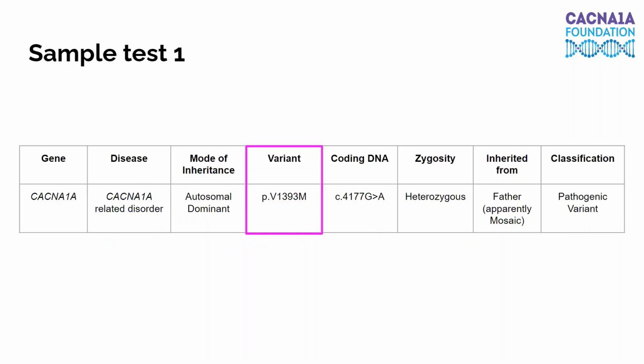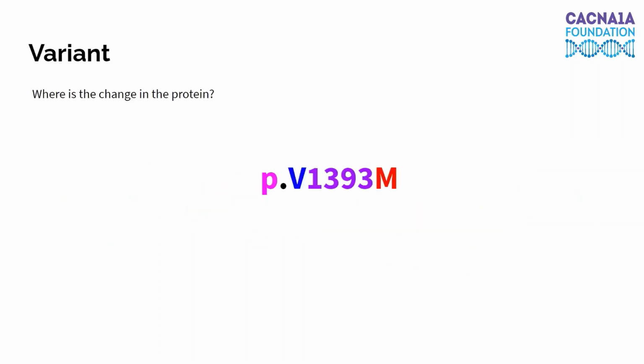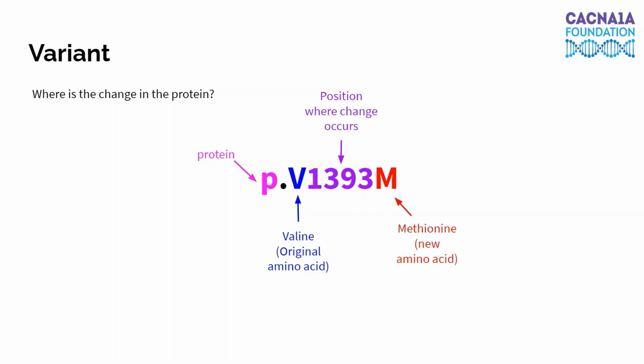All right, so let's take a look at the variant here. This answers the question, where is the change in the protein? The P means we're looking at the protein. That first letter you see represents the original amino acid. In this case, it's V or valine. And the number shows you the position where the change occurs. So this change occurred at amino acid number 1393. And that last letter tells us the new amino acid. In this case, it's M or methionine.